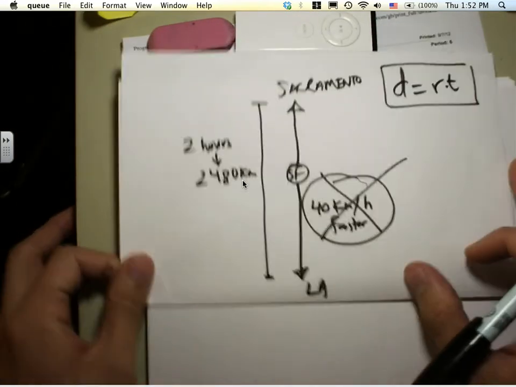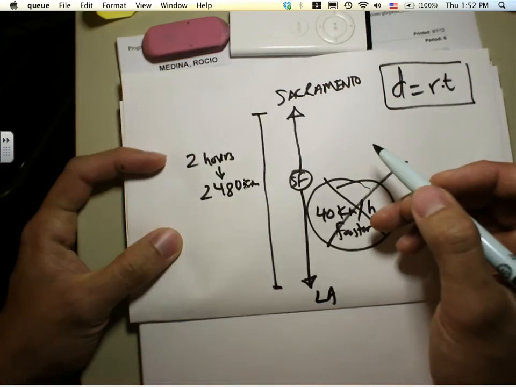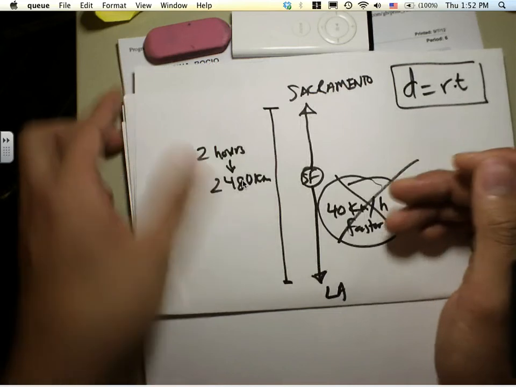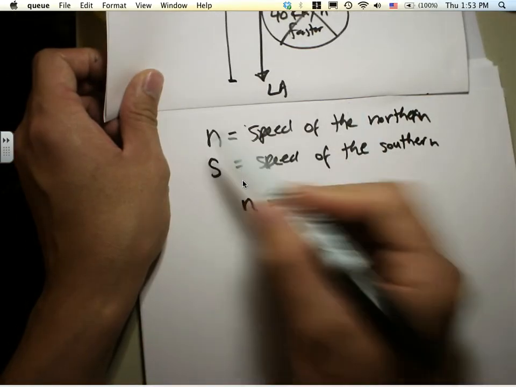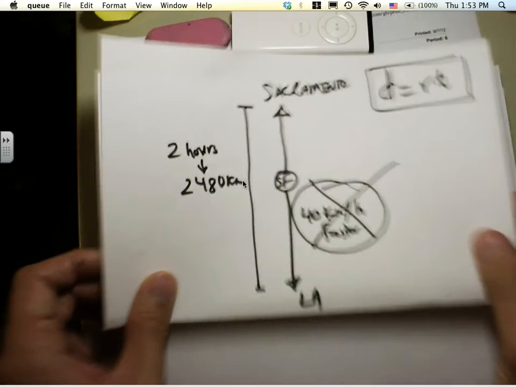All I have to do now is go back to my information. What else do I have left over to use? I have hours, and I have the distance of the tube, right? But we also know that we have to use this variable again. Is that true? N and S. N represents the speed of the northern. S represents the speed of the southern. Let's take a look right here.